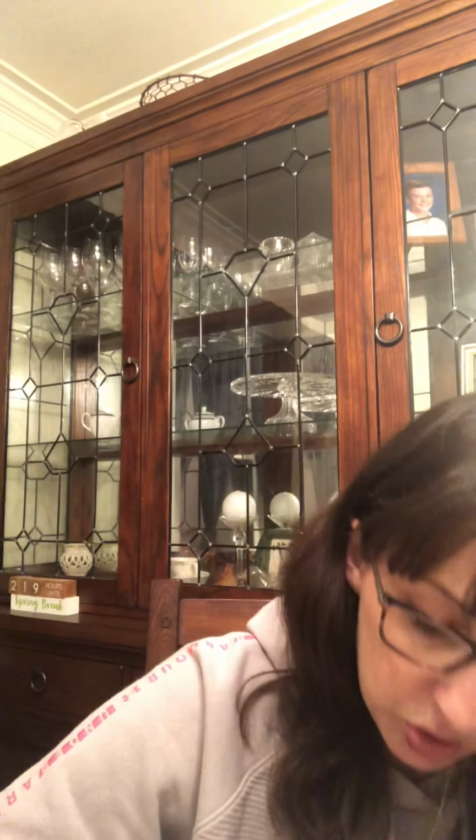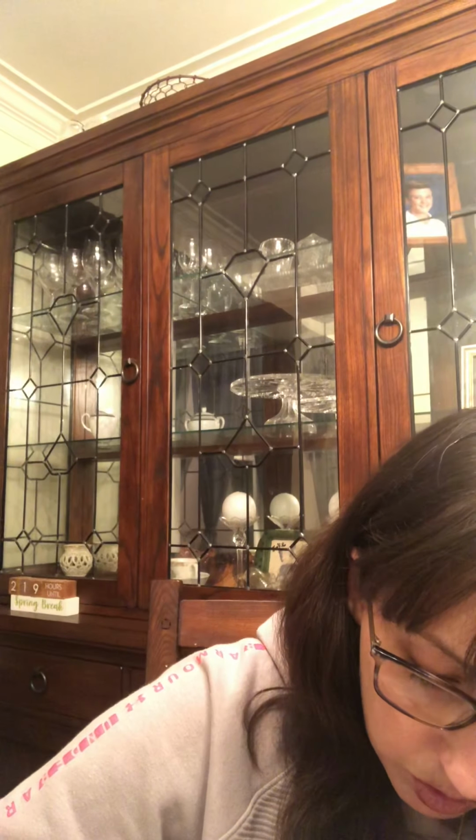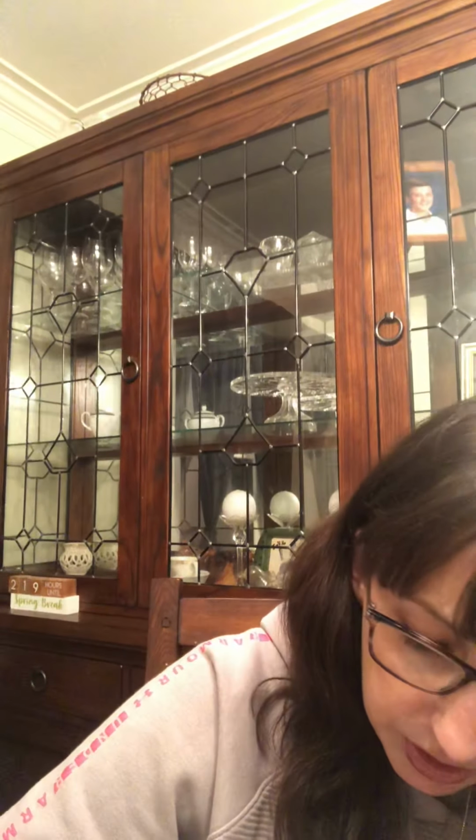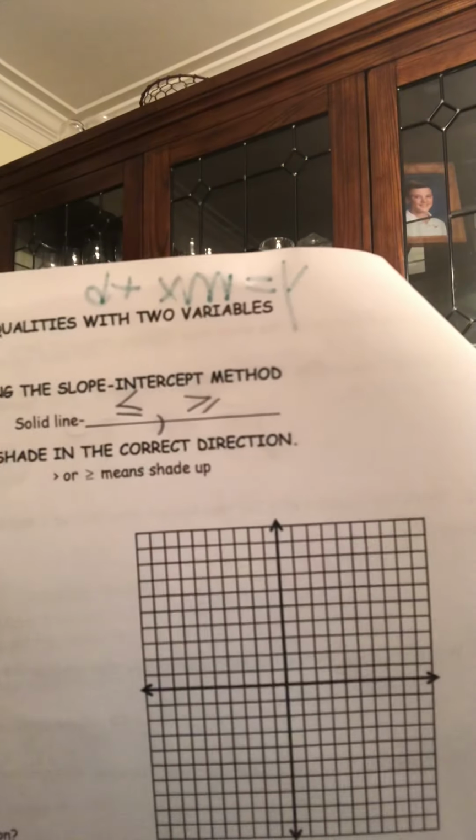the top with you, it says graph the boundary lines using the slope-intercept method. Remember, if you have a dotted line, that means you're just having a less than or a greater than symbol. That's the dotted. And then you're going to have less than or equal to, greater than or equal to, if you're going to do the line underneath.